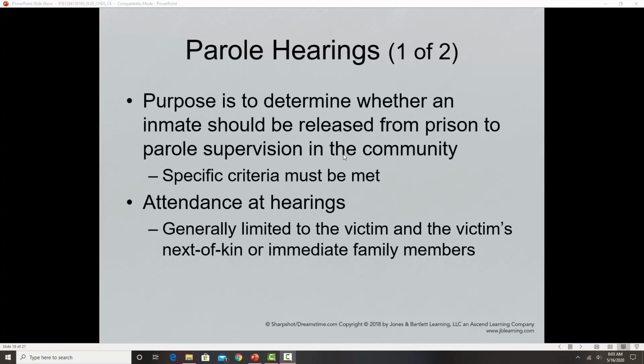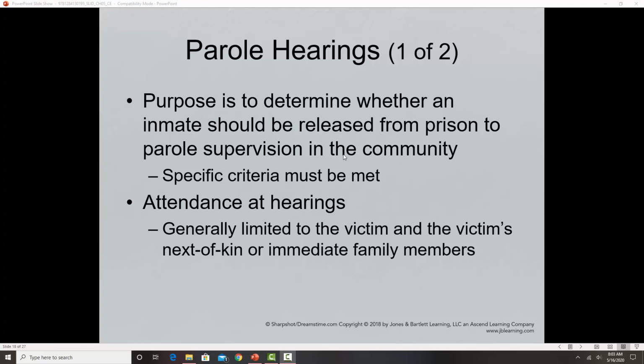I talked about parole hearings. The purpose is to determine whether or not an inmate should be released from prison to community corrections. Certain criteria certainly must be met, and again, parole boards will listen to lots of different testimony to determine whether or not this person is still a threat to society and whether or not they've met the criteria. And even if they are put on parole, they do have to follow very specific rules and regulations under parole when they are out in the community.